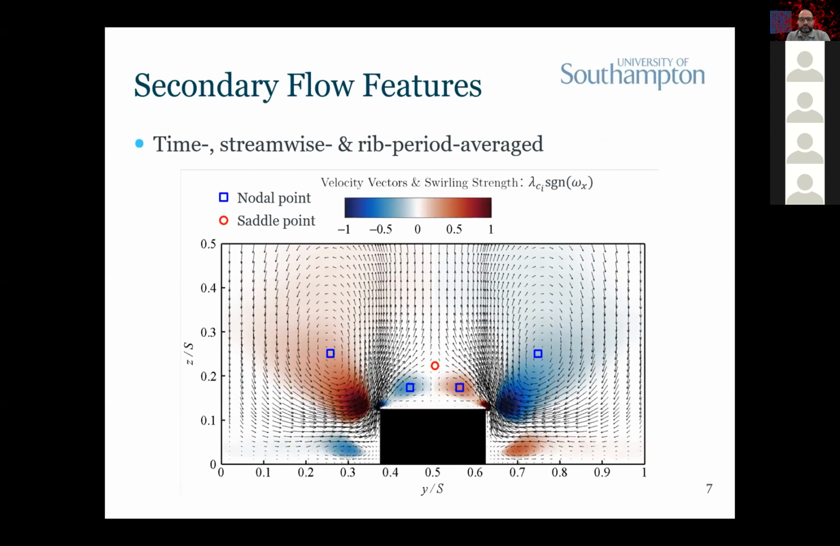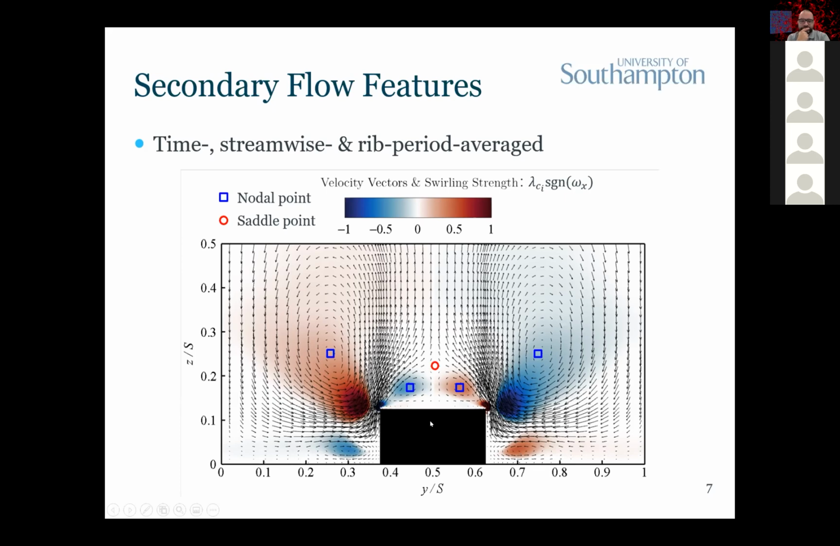As I mentioned earlier, we were looking at some secondary flow features. This is a time-averaged, spanwise-averaged, and also rib period averaged contour plot and the velocity vectors you're looking at here. One of the things that we are interested in is what the flow features look like, especially near the rib area, because particularly in experiments, the PIV couldn't reach the flow field very close or under the rib height. So we are looking into these flow features in more detail.